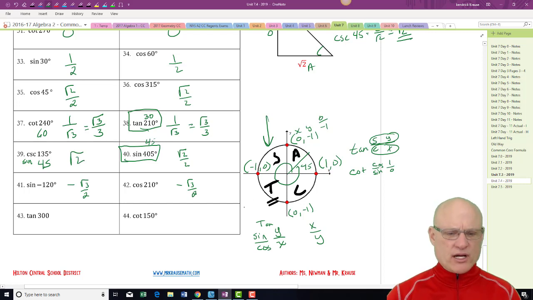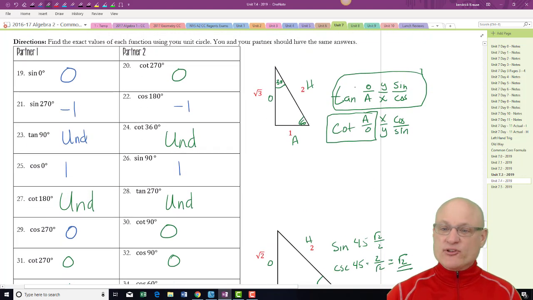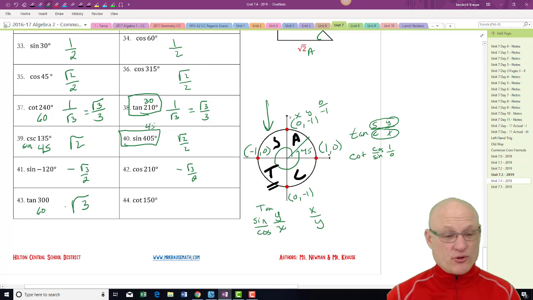All right, we got 2 left. Tangent of 300. The tangent of 300 has a reference angle of 60 degrees. So we got to go back up to the 60 degree angle. And we want tangent. Tangent is opposite over adjacent. Tangent of 60. Oh, it's already labeled for the 60 degree angle, so I should get rid of that. All right, opposite over adjacent is the square root of 3. So this is equal to the square root of 3. But I'm in quadrant 4, so that's negative.